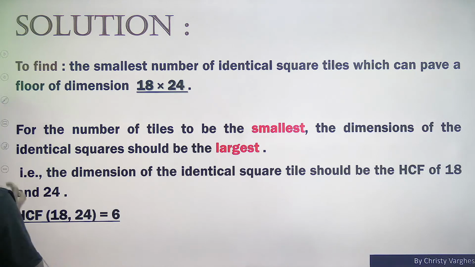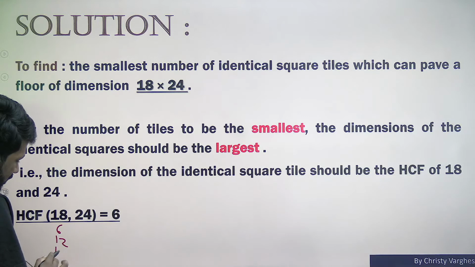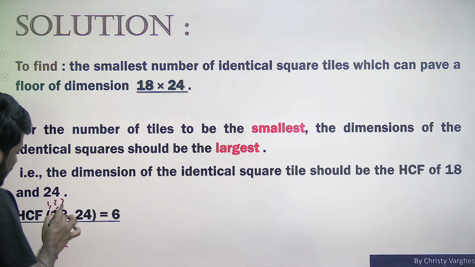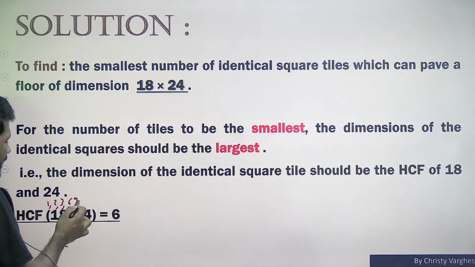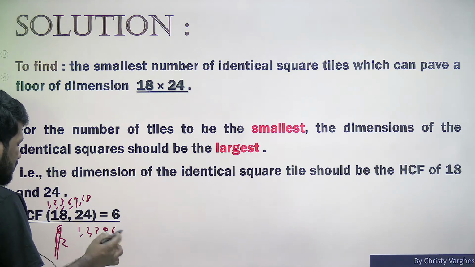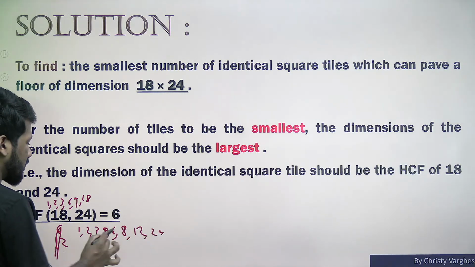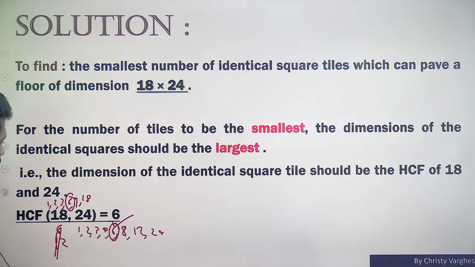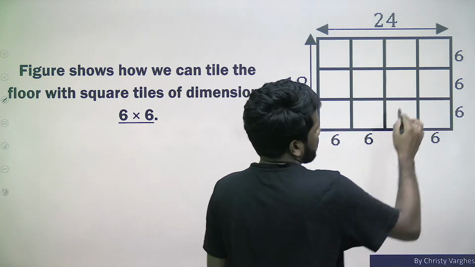18 का, those of you who are not very clear about HCF or forgot about HCF. 18 का factors 1, 2, 3, 6 होगा ना, and 9 होगा ना. 1, 2, 3, 6, 9 and 18. 24 का factors 1, 2, 3, 4, 6, 8, 12, 24 होगा ना. इसका common factor 6 होगा ना, largest या highest common factor. So 6 है HCF. 6 HCF है तो 6 होगा dimension of that square.